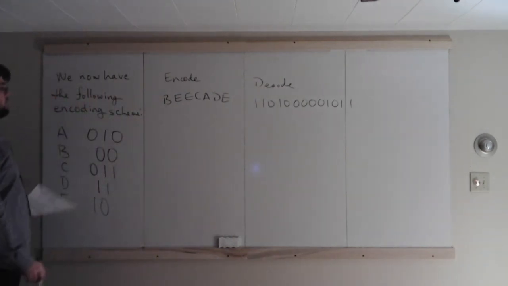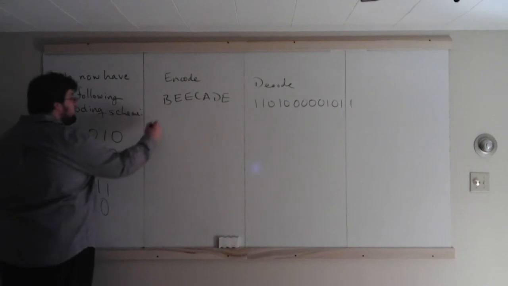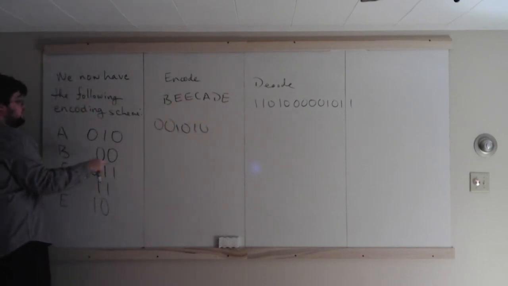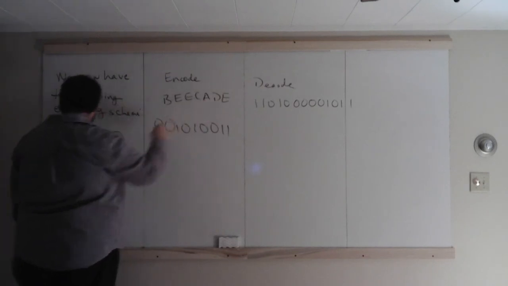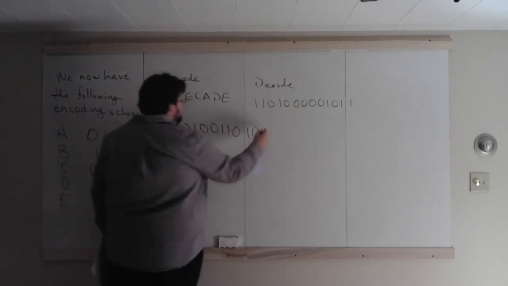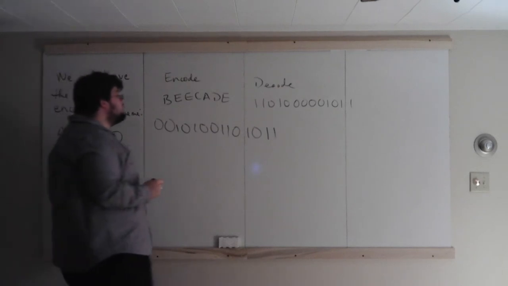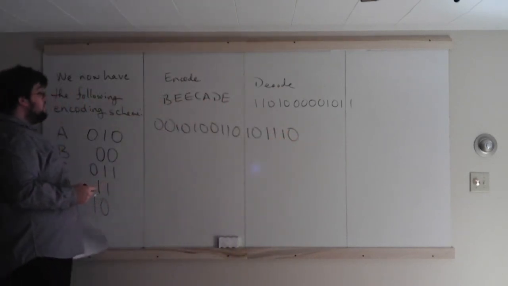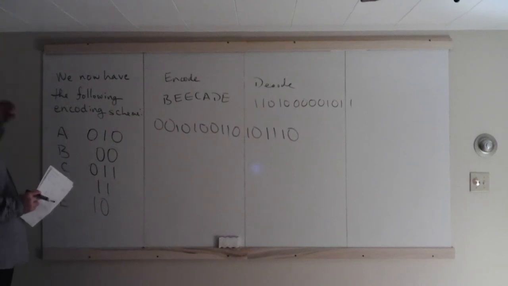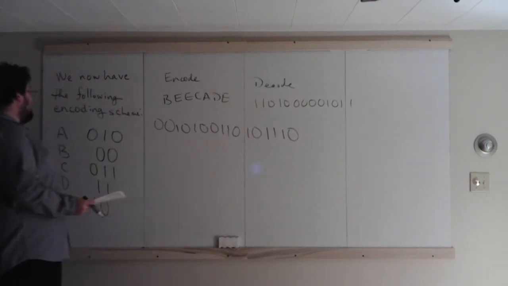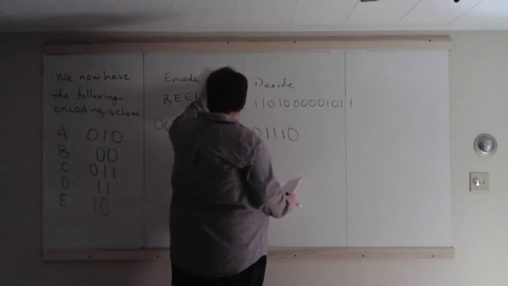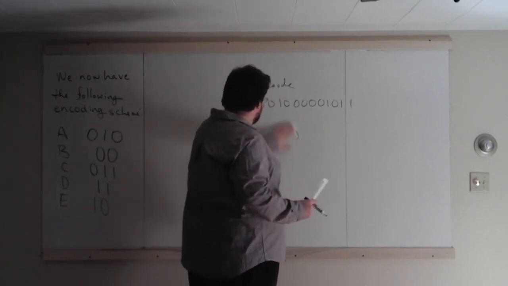To encode this, all we have to do is replace each letter with the numbers. So B is 0, 0, E is 1, 0, E is 1, 0, C is 0, 1, 1, A is 0, 1, 0, D is 1, 1, and E was 1, 0. So right here we've encoded BEECADE. I couldn't really come up with many long enough words to use an actual word, so I thought BEECADE sounded close enough to a real word. So I'm going to erase this now because it went on to the next board.